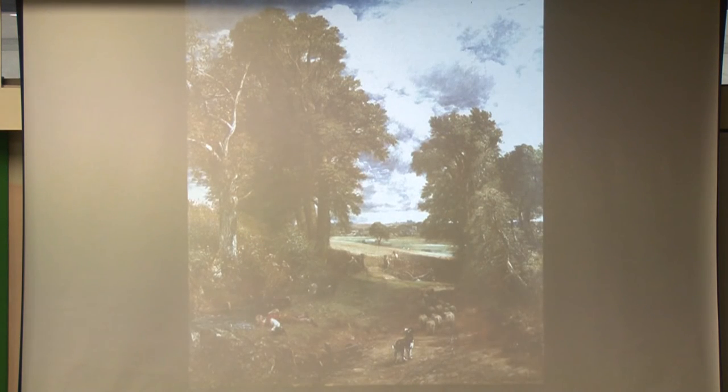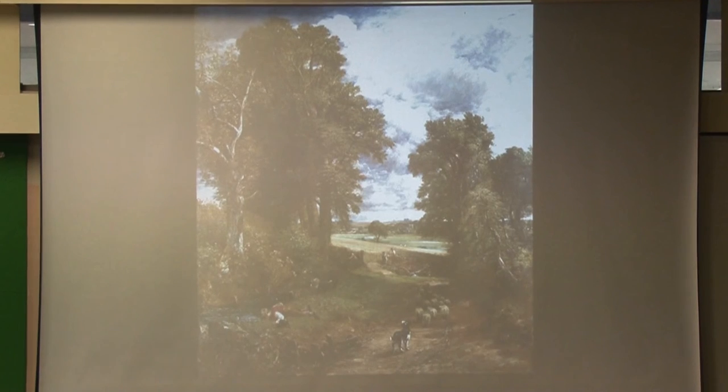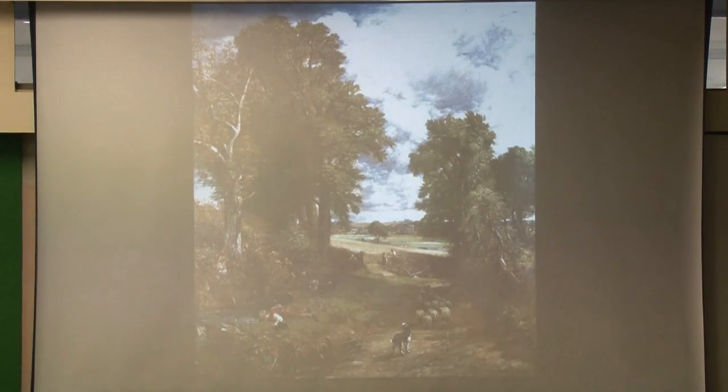John Constable, British painter, late 19th century. What I'm showing is that it gives you the appearance of a snapshot. Someone is walking along and just sees something nice and clicks a shot. It's as natural as something that may have just happened.